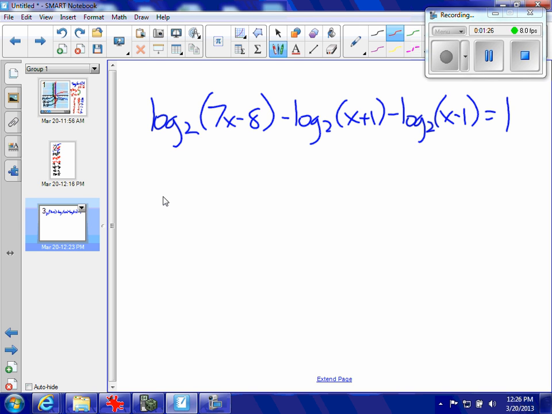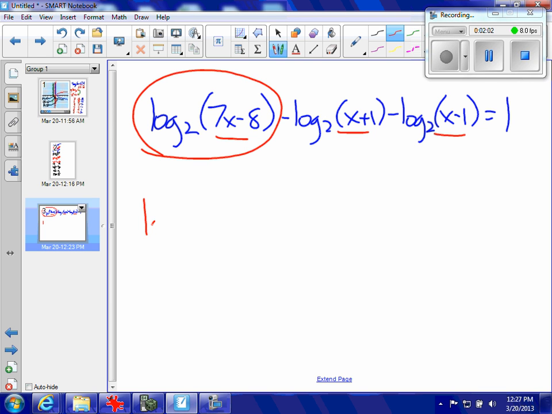So keeping that in mind, this 7x minus 8 and this x plus 1 and this x minus 1 are arguments of separate logarithmic expressions. And I know when I'm condensing them that if the logarithmic expression overall is positive, it goes on the top, and if it's negative, it goes on the bottom. So I want to combine these here. I'm going to forget about that 1 for a minute. I'm just going to leave that 1 alone.